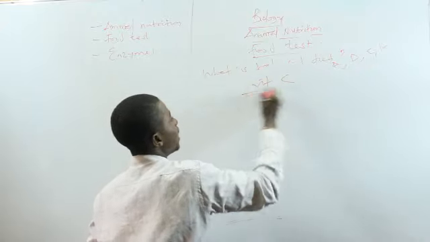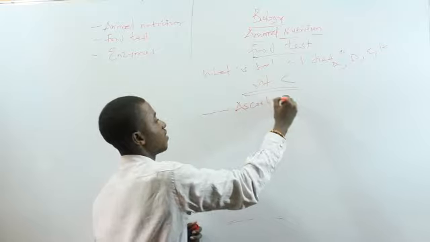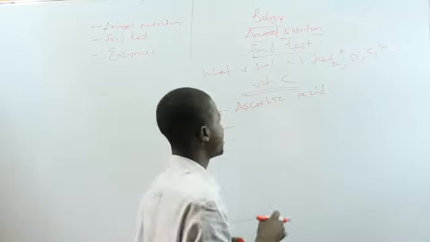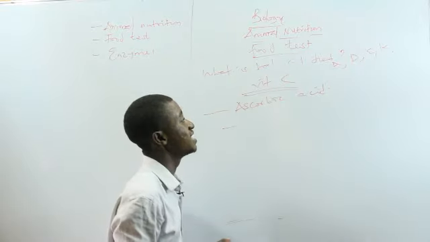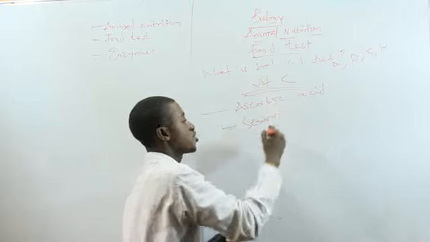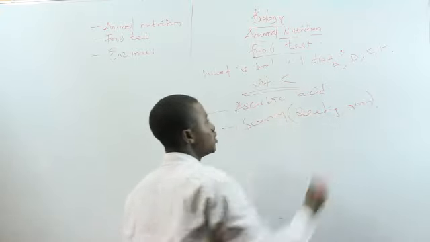Vitamin C is called ascorbic acid. So lack of vitamin C in the body, or deficiency of vitamin C, will cause what we call scurvy. Scurvy simply means bleeding gum. Your gum is bleeding, scurvy.